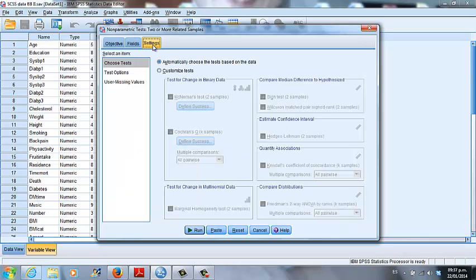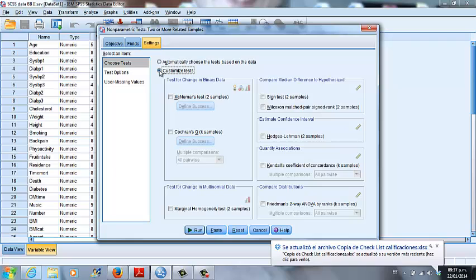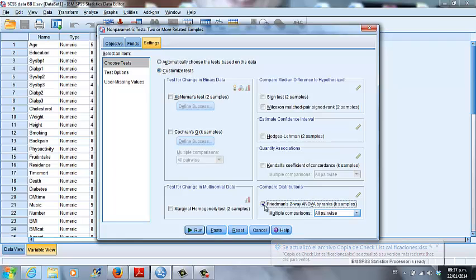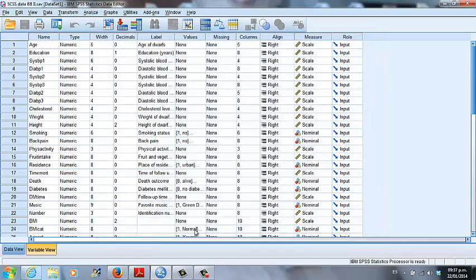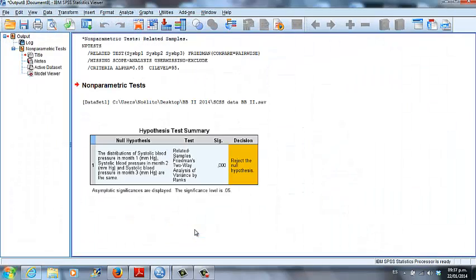Then we go to settings. On settings, we click on customize tests and we see where we can find the Friedman's two-way ANOVA by ranks test. We have it in the right lower corner. We select the test and we are ready to run the analysis. Usually non-parametric tests are much simpler. We usually just get one simple window with the test results.